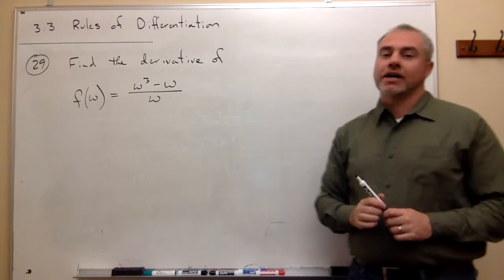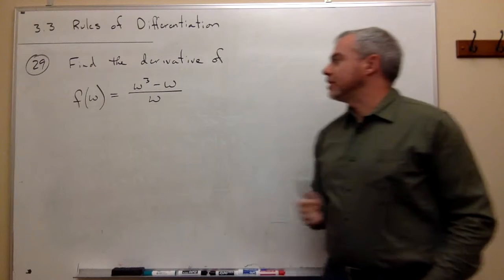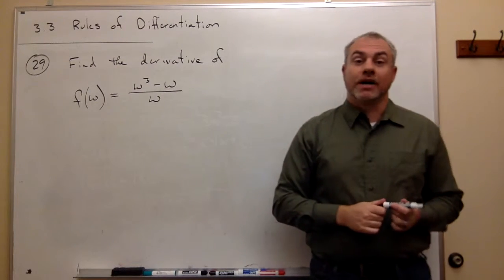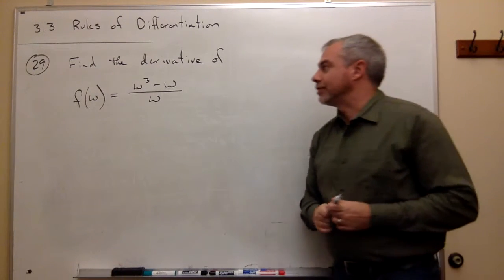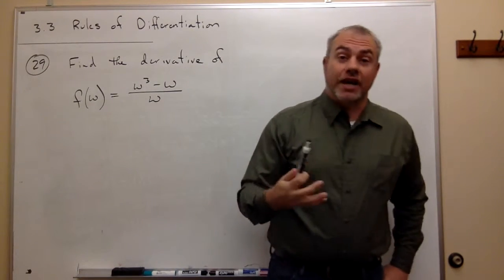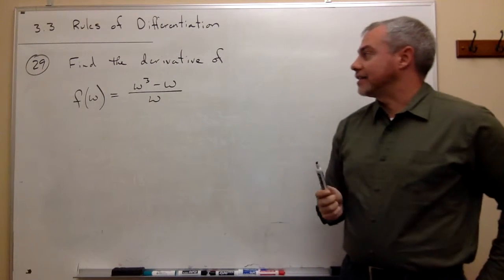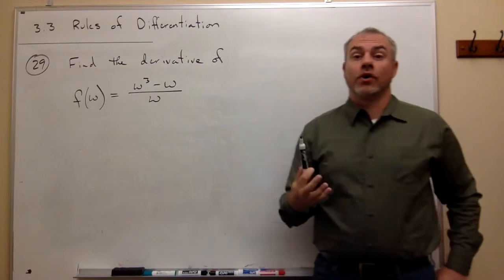Problem number 29, I'd like to find the derivative of f of w equals w cubed minus w, divided by w. Now, as it is in its current form, we haven't learned yet how to take a derivative of something quite like this. But fortunately, I can do a little work on this thing.